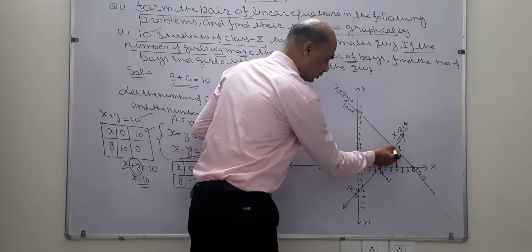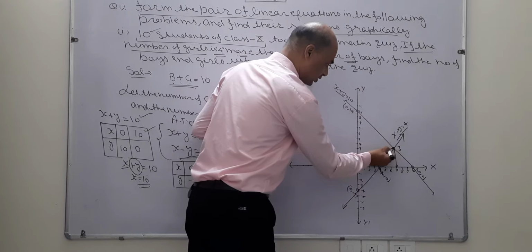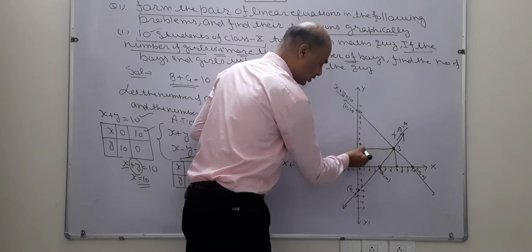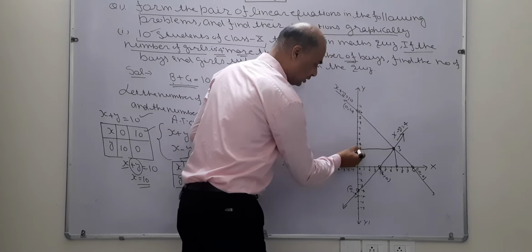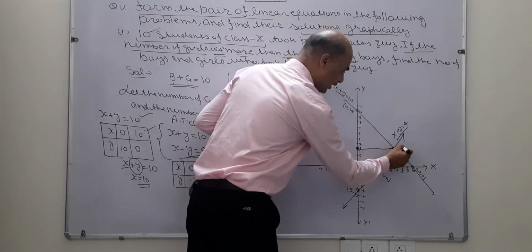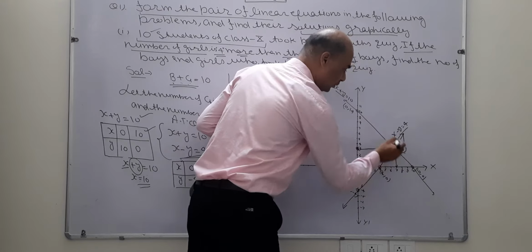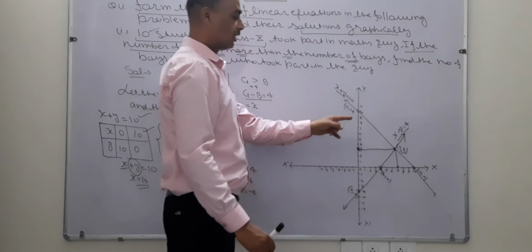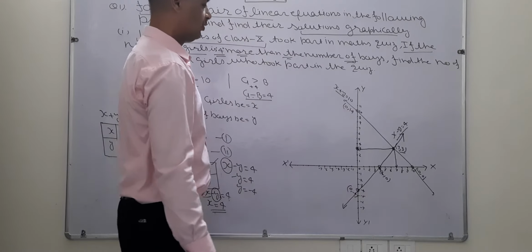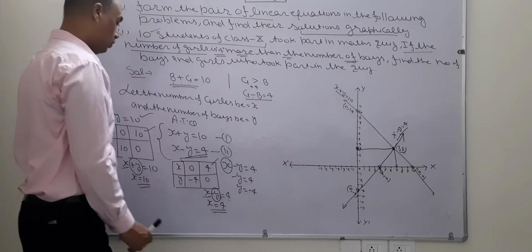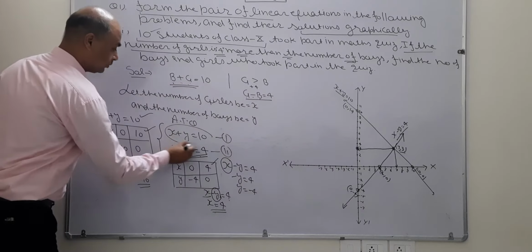Now I take this point towards the y-axis. When I take this point towards the y-axis, it touches the value of 3. So at this point, the value of y becomes 3. This is the solution of the given graph. Now I want to check whether it is right or wrong. How is it possible? I take the first equation.